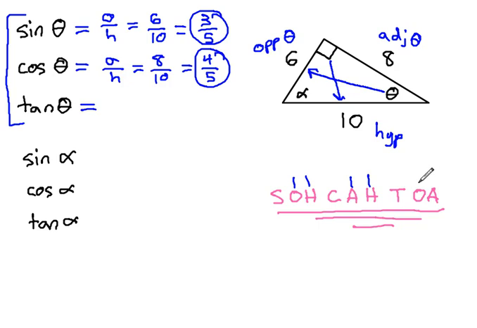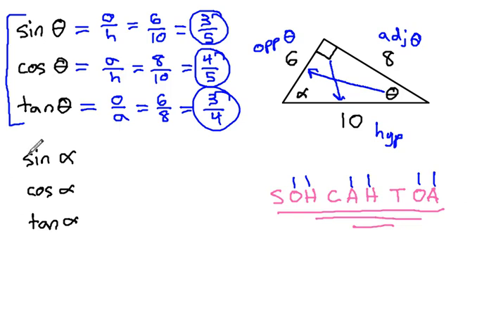For tangent, tangent is opposite over adjacent. So from theta, the opposite side is 6 and the adjacent is 8, so we have 6 over 8, which reduces to 3/4. And we've identified the sine, cosine, and tangent of theta.